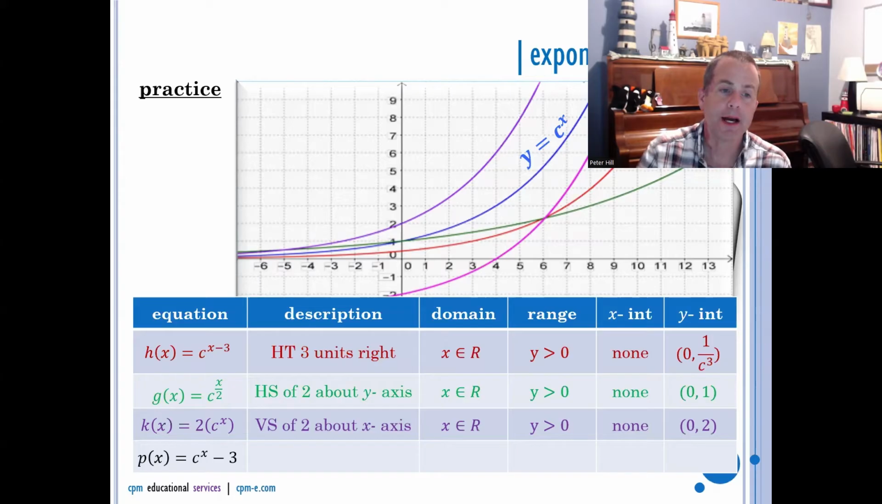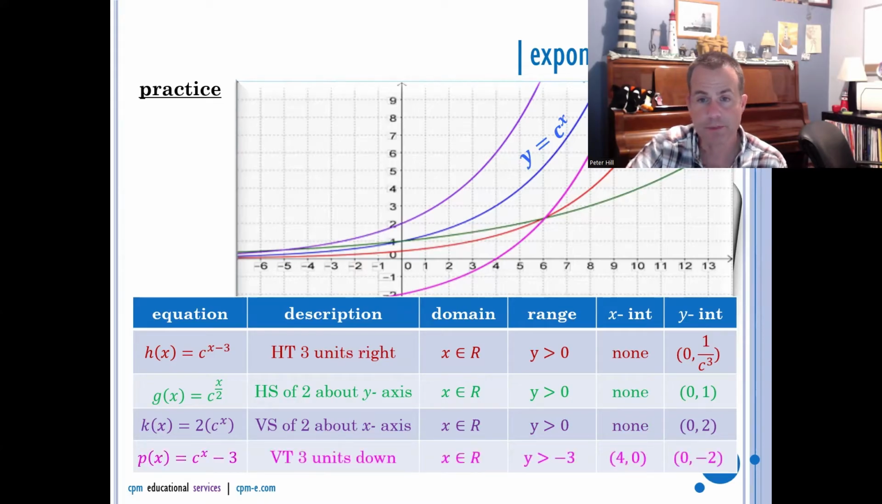And then finally, c to the x minus 3 is what's defined as p of x here. So I've taken everything and I moved it down 3. I can clearly, again, if I just take a couple points, 1, 2, 3, I can clearly see here, 1, 2, 3, that this is the pink graph, fuchsia graph. I'm not quite sure what you call that color. I would have a vertical translation 3 units down. My domain would still be real, but my range would now be greater than -3 because I brought everything down 3. My x-intercept is at 4, 0, and I do have a y-intercept now at 0, 2.